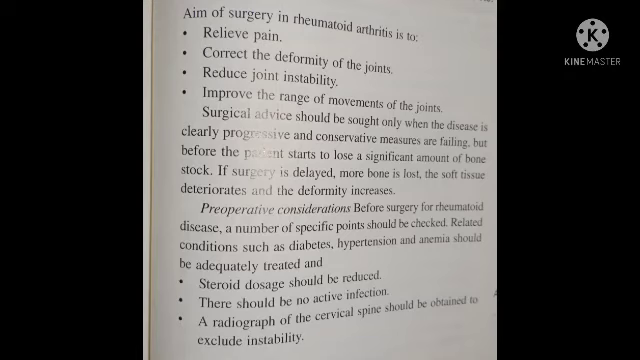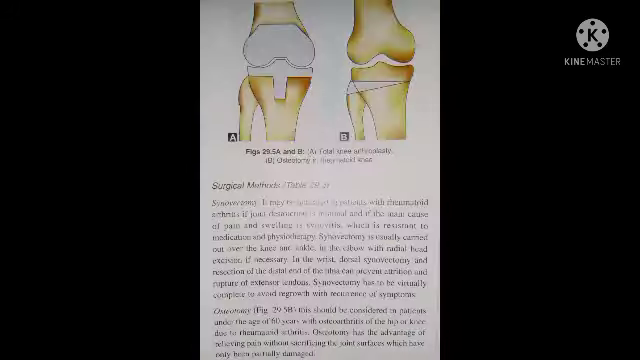Preoperative considerations before surgery for rheumatoid disease. A number of specific points should be checked. Related conditions such as diabetes, hypertension and anemia should be adequately treated and steroid dosage should be reduced. There should be no active infection. A radiograph of the cervical spine should be obtained to exclude instability. Surgical methods. Table 29.3. Synovectomy.